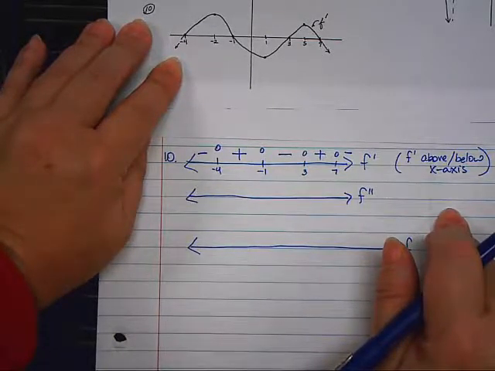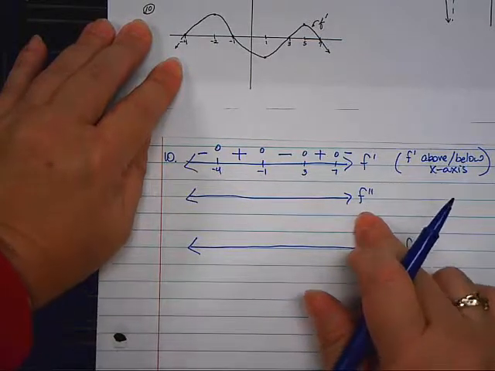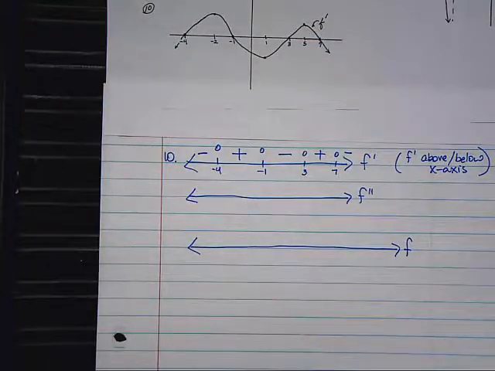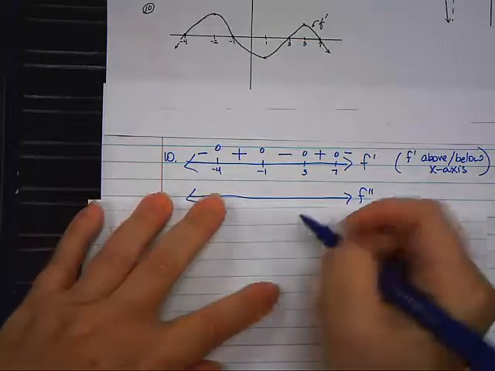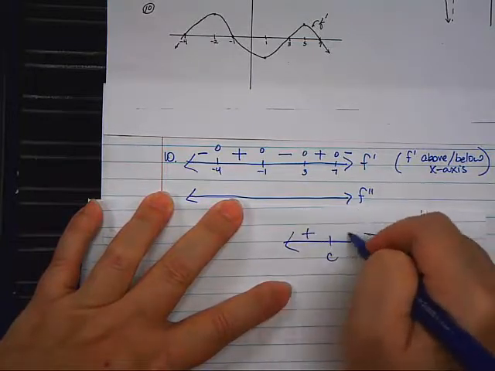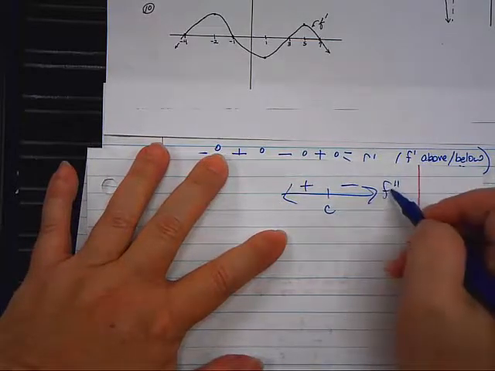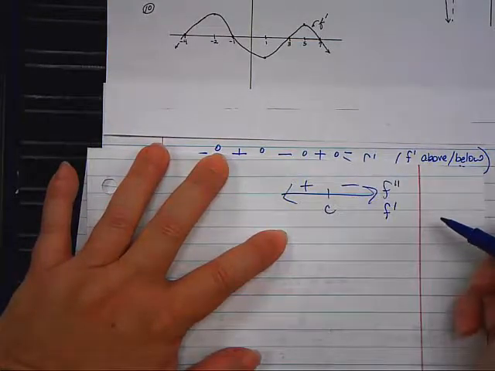Okay? Now, to do this one, this is the one that really confuses people. So here's what I'm going to do. I'm going to go a different route for a second. A couple days ago, I drew this on your notes. Okay? You remember that? When f double prime is positive, f prime is doing what?